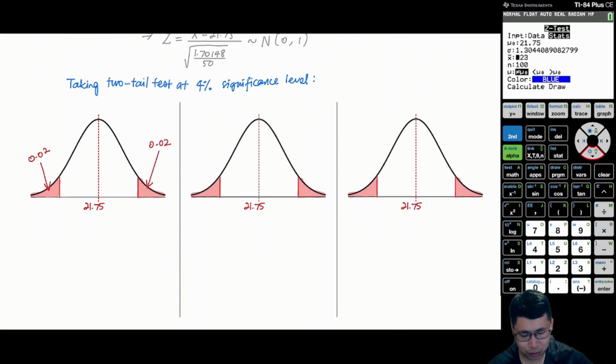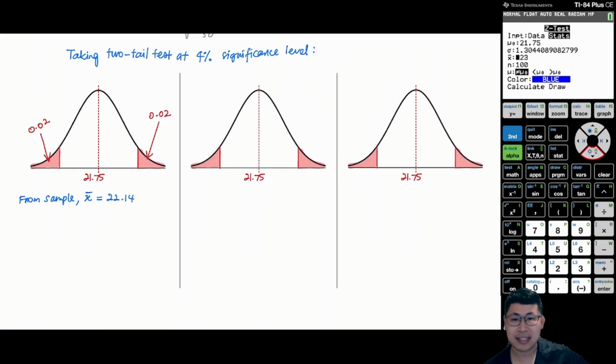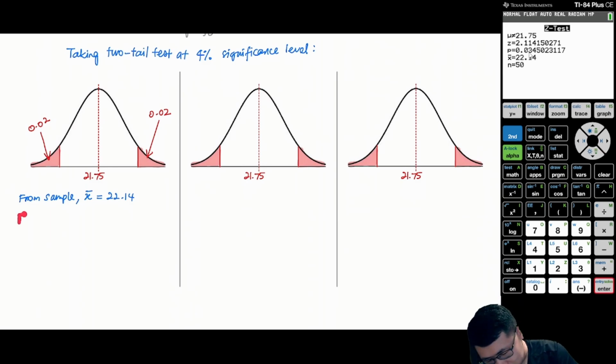So from the sample, x bar is equal to 22.14, which means it will be on the left hand side. Let me key 22.14 into the calculator. The n over here is 50. And we're looking for a two-tailed test, and let's calculate. So the p-value over here, you can see is actually 0.03.